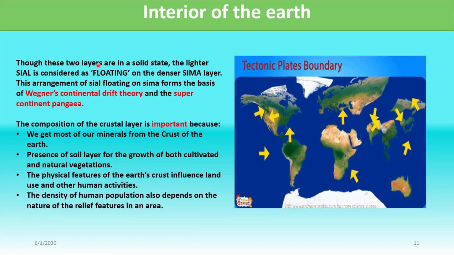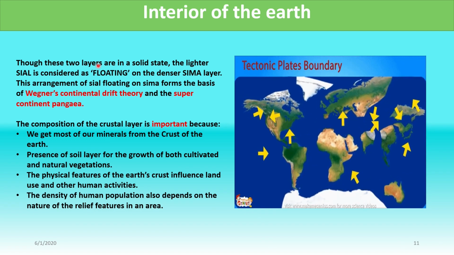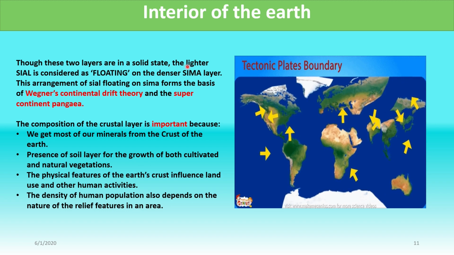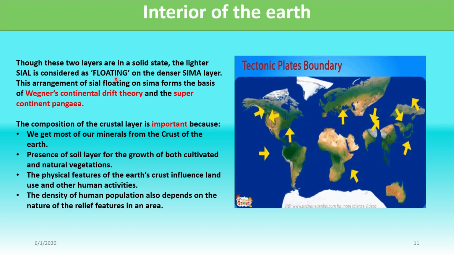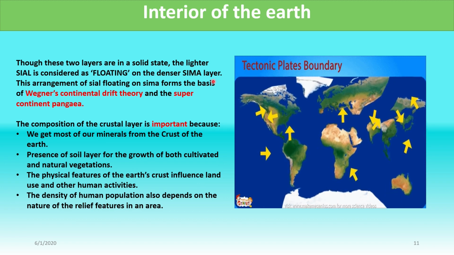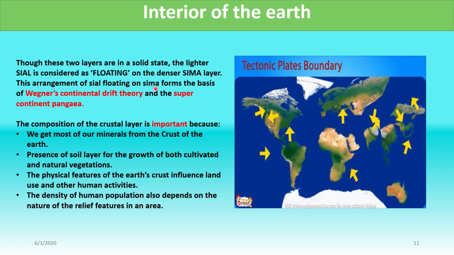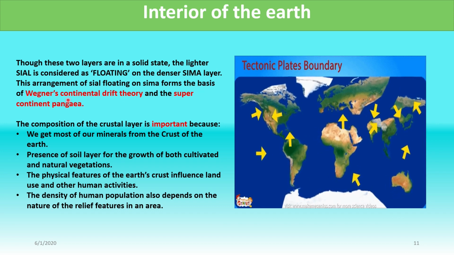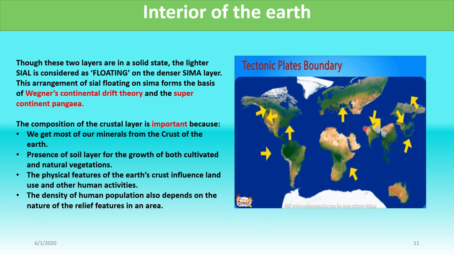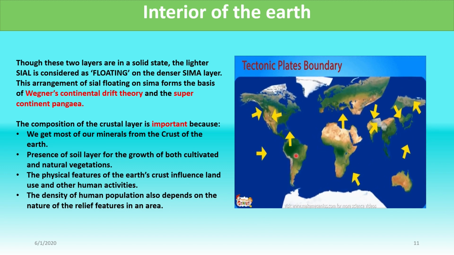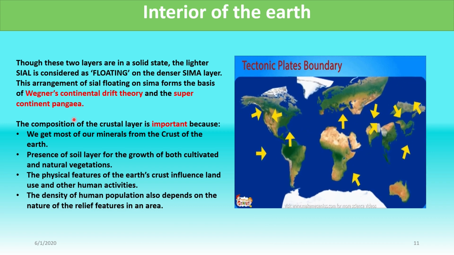These two layers, the upper crust and the lower crust, are solid in nature, but the lighter SIAL is considered as floating on the denser SIMA. This arrangement of SIAL floating on SIMA forms the basis of Wegener's continental drift. Here we can see the drifting of the continents and the supercontinent Pangaea or Pangea.